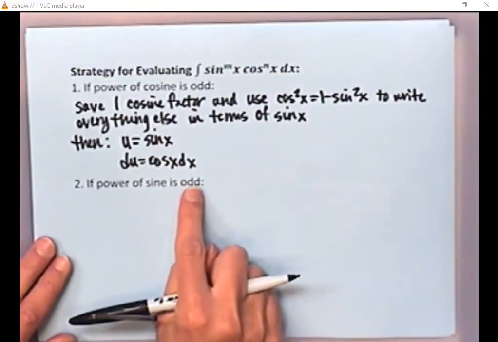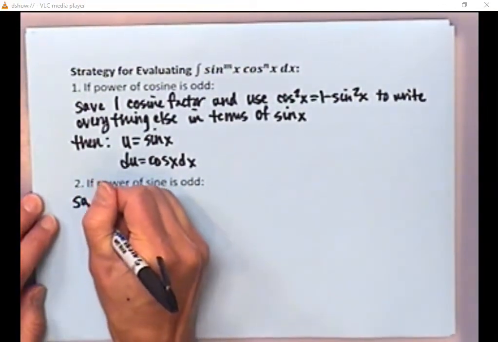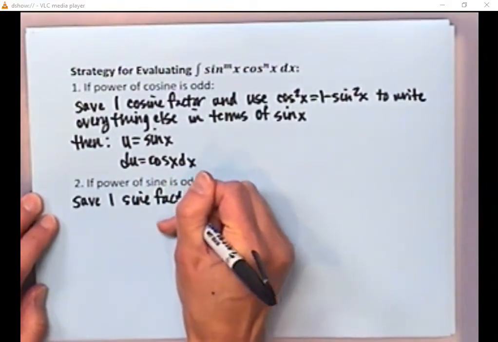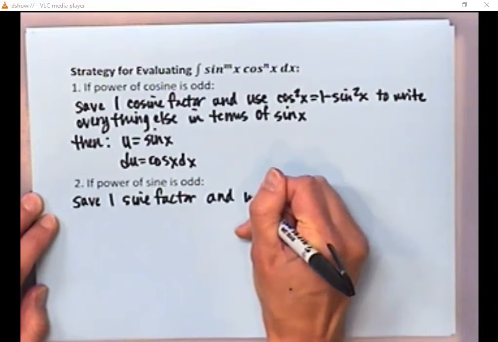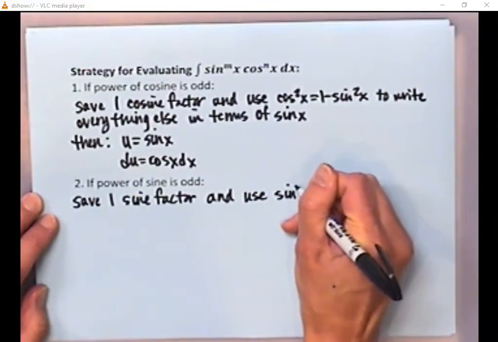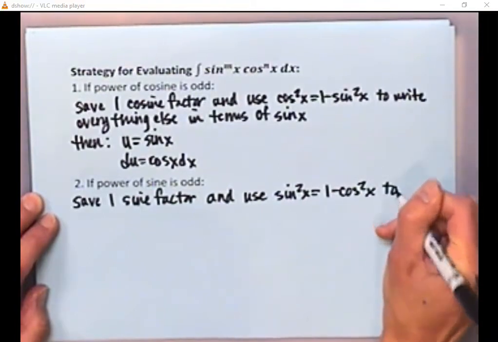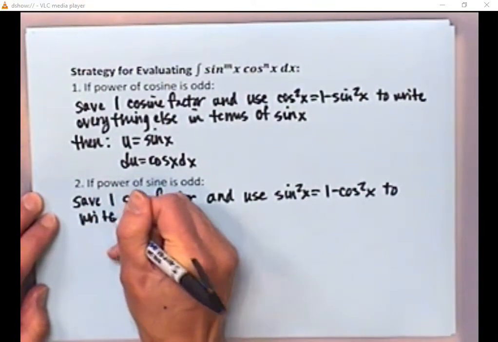If the power of sine is odd, then that's the factor you save out. So save one sine factor, and then use the other identity, sine squared equals 1 minus cosine squared, to write everything else in terms of cosine.